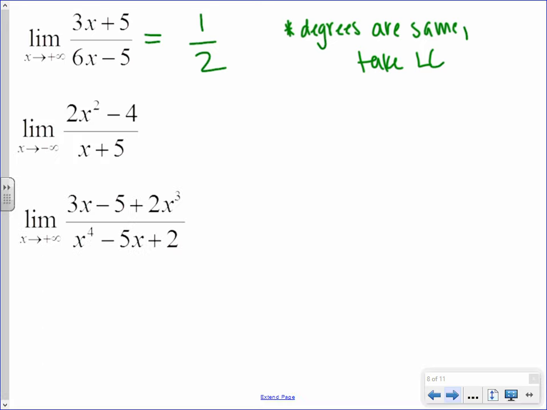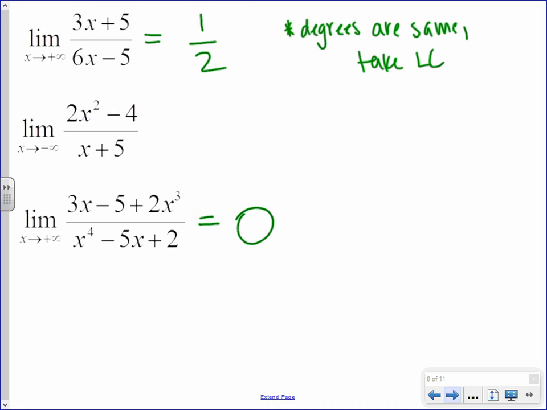Okay, I'm actually going to come down to this one first. The limit as x approaches infinity of 3x minus 5 plus 2x cubed over x to the 4th minus 5x plus 2. What's true about the degrees? Are they the same or is one bigger? The denominator's bigger. Which means what's happening with our horizontal asymptote? Where is it? It's at 0. So since our horizontal asymptote is at 0, this is going to go to 0.